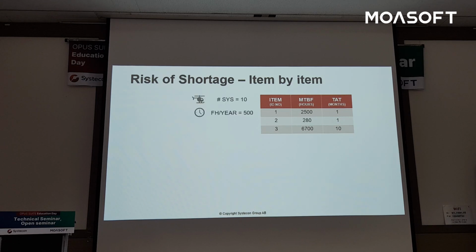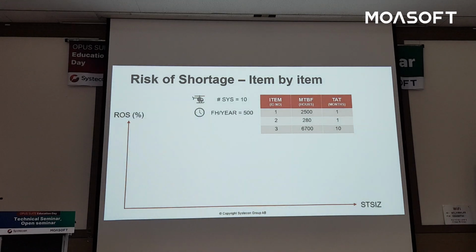Okay, and then we say that we have 10 systems here, and we are flying 500 hours per year. With this as input, we can, with some simple mathematics, calculate the risk of shortage, depending on how many items we have in stock size. I actually did this in Excel for preparing this presentation, and it's quite easy.